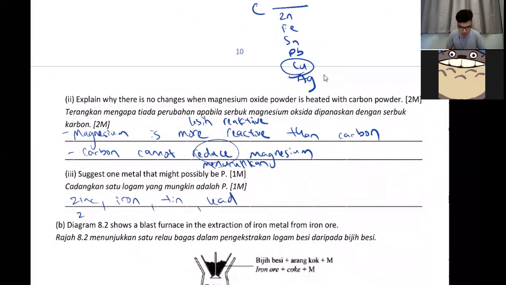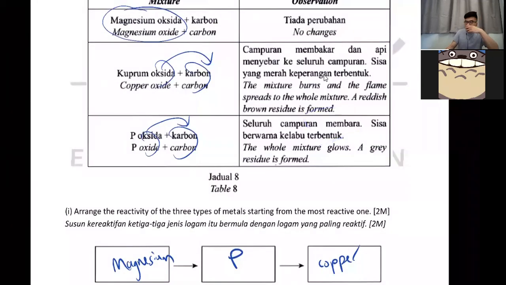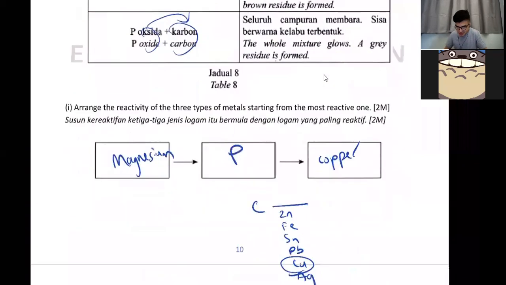Just choose one. Zinc, besi, timah, dan plumbum. Your choice, which one you want, up to you. It shows that you understand P is between carbon and copper. It cannot be lower than copper because if it is lower than copper, you will see an even bigger fire here. This thing burns like crazy. No, this thing only glows. That means the difference is not so much. Carbon and P is only a little bit different.